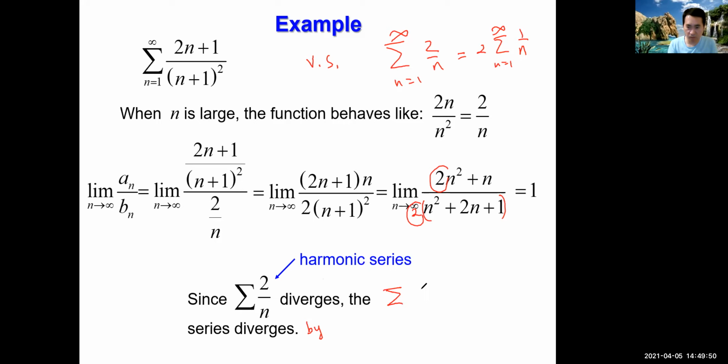The series, I mean this one, the 2n plus 1 over the n plus 1 square. The series diverges by limit comparison test. Okay. Again, because the series diverges, that means this one is huge, goes to infinity. And the sum is about the same, so that would be huge. It approaches infinity as well, and therefore diverges.